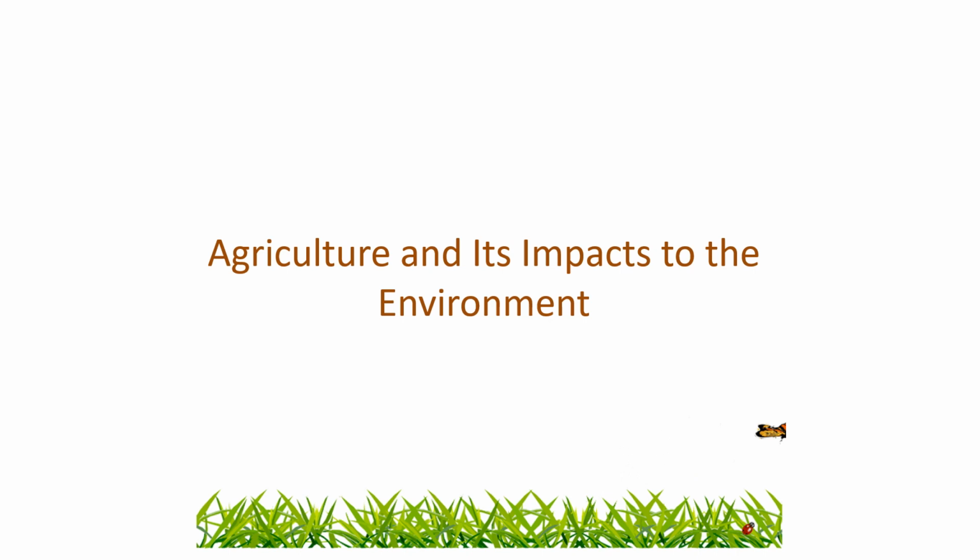So for today, we're gonna discuss agriculture and its impacts to the environment. So what is agriculture? Agriculture is the art and science of basically farming and raising land animals such as cows, pigs, chicken. So that is agriculture in general.